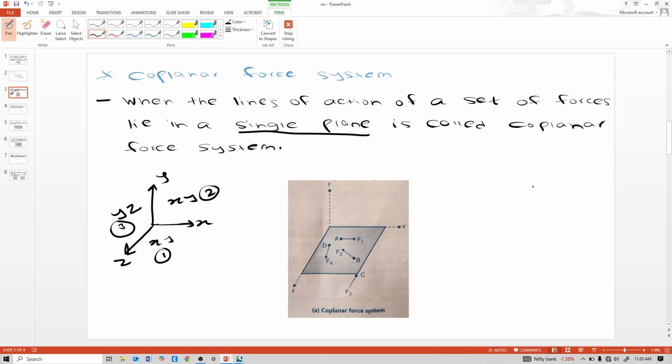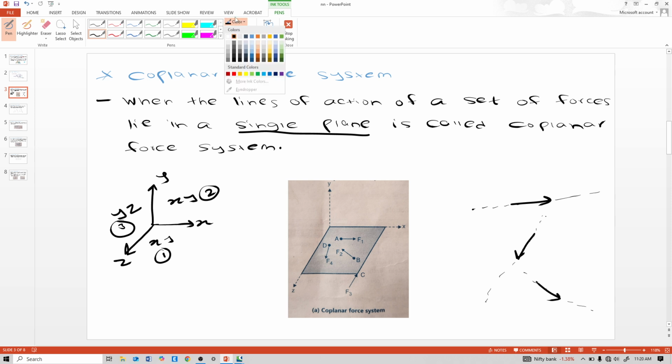So what is line of action? If my force is like this, so this is the line of action. If my force is like this, so this is the line of action. If the force is like this, so this is a line of action.